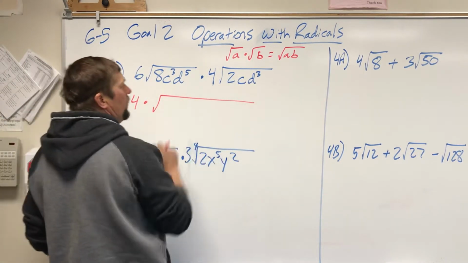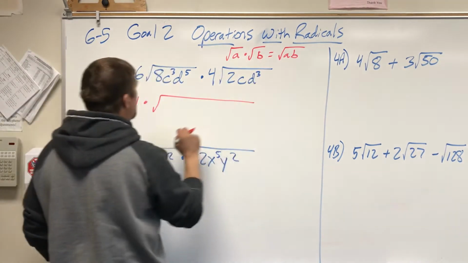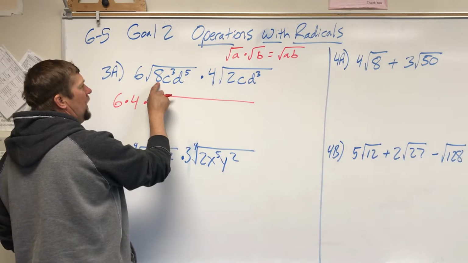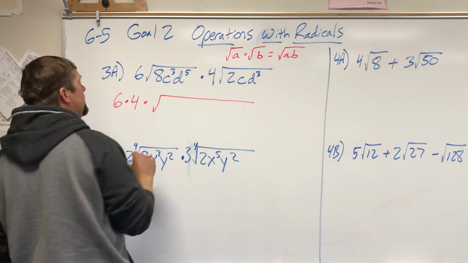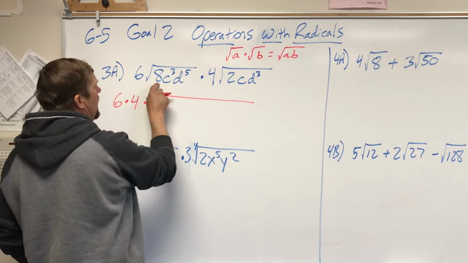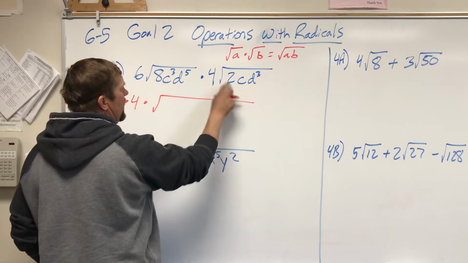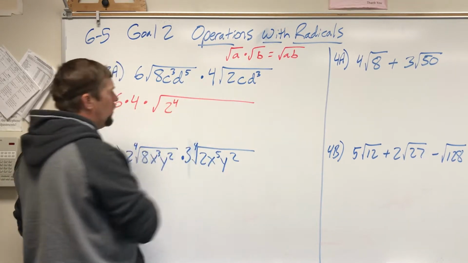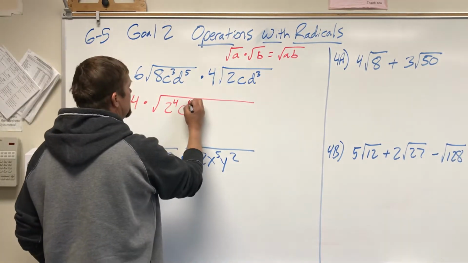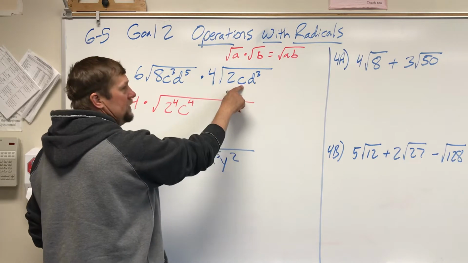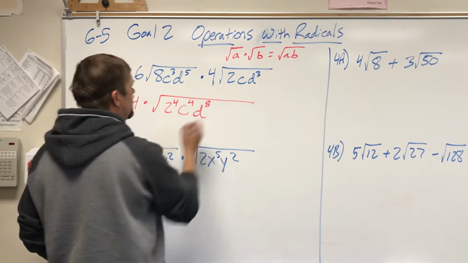Everything that's underneath both radicals would be on the inside because you're multiplying. So what I'm going to do is I'm actually not going to multiply, I'm going to factor instead. Here I have 3 2's, 2 times 2 times 2, and then I have another 2. So I actually have 2 to the 4th power underneath the radical. Here I have 4 c's, because I have a c cubed times another c. Here I have 8 d's.